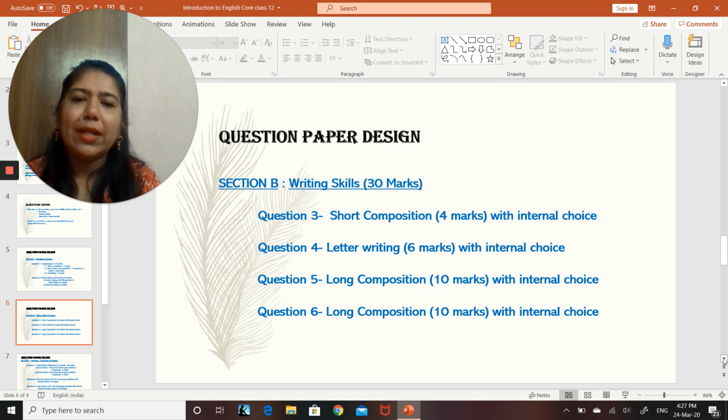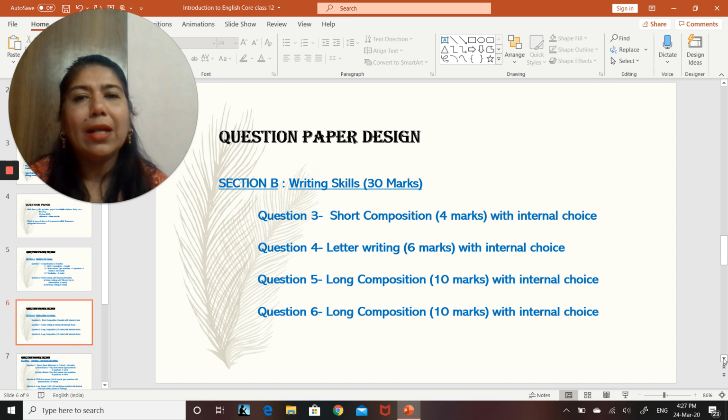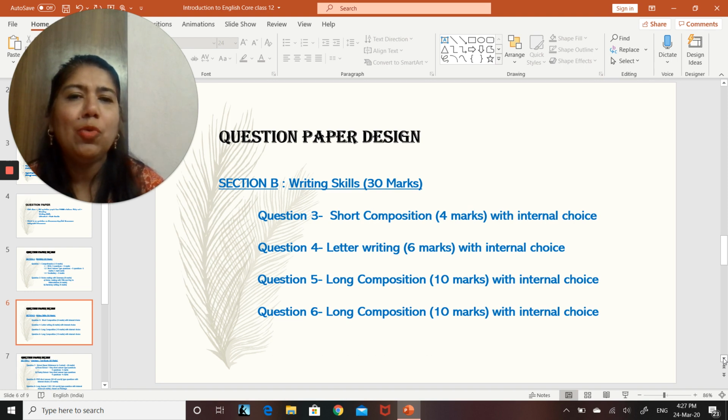The last two questions, that is question number 5 and 6 in writing section, are a long composition. By long composition, we mean that roughly 150 to 200 words are there to write down your answer. Again, in both the questions, internal choice is given, and the variety given in these two questions ranges from speech, debate to article writing or report writing. Student has to pick any two definitely, because each question has internal choice.